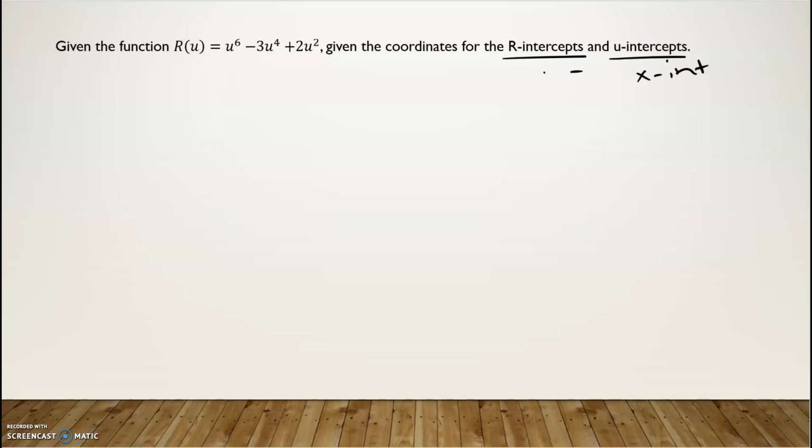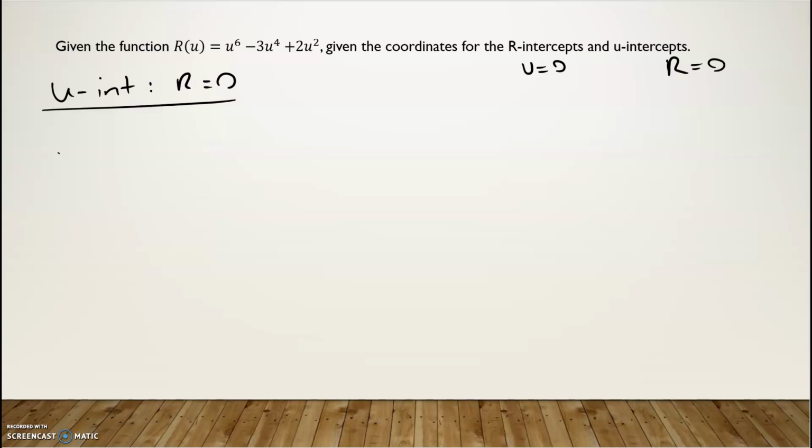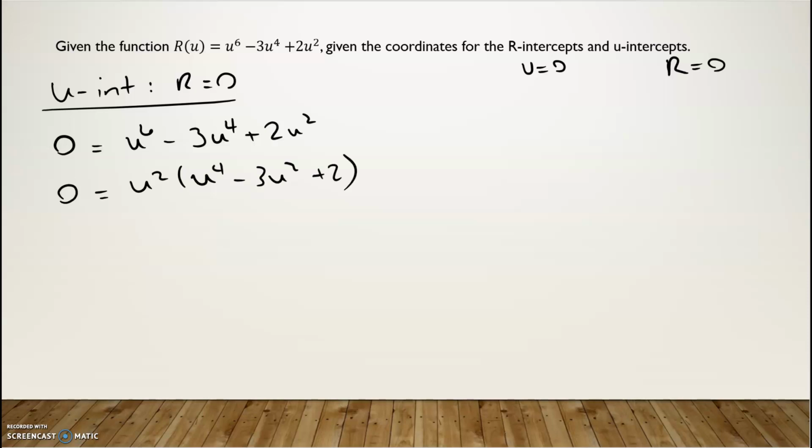So when we're finding the r-intercept, we're setting u equal to 0. When we're finding the u-intercept, we're setting r equal to 0. So for the u-intercept, r is going to be equal to 0. So 0 is equal to u raised to 6 minus 3u raised to 4 plus 2u squared. And I'm going to factor out a u squared. So u raised to 4 minus 3u squared plus 2. Okay, now I'm going to go ahead and factor inside here.